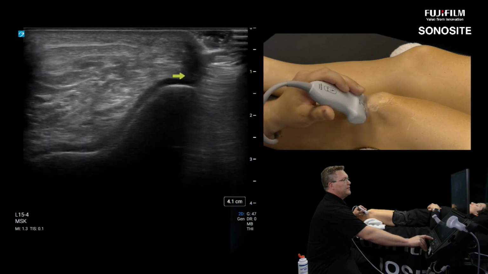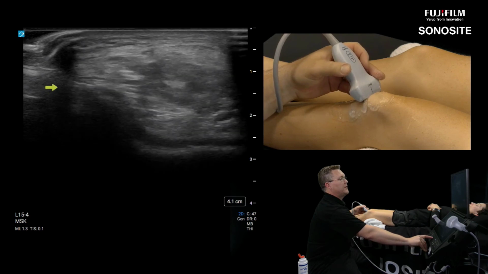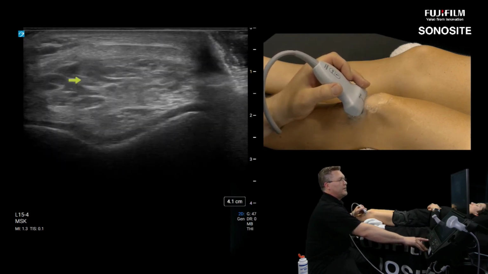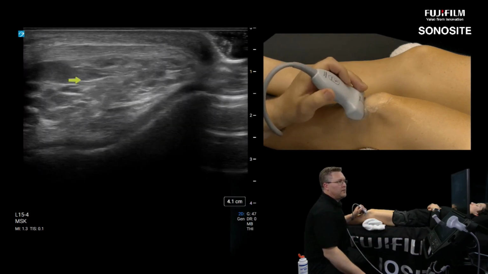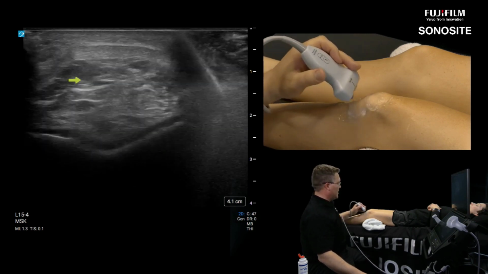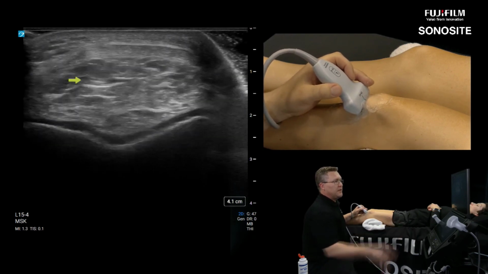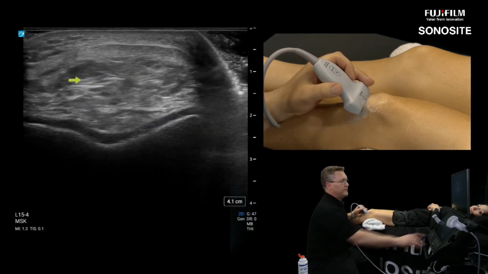Laterally, I don't see any big joint effusion following the cartilage, and medially I don't see a big joint effusion following the cartilage. So this also will segue us into a talking point: why do we use ultrasound guidance for a knee joint injection? One, we can stay away from cartilage.